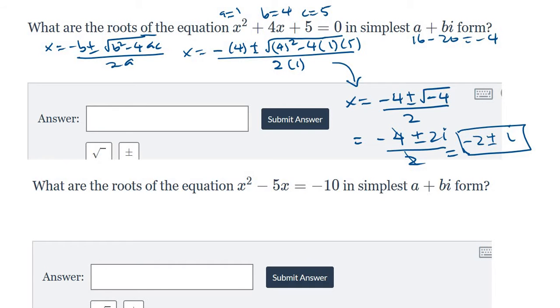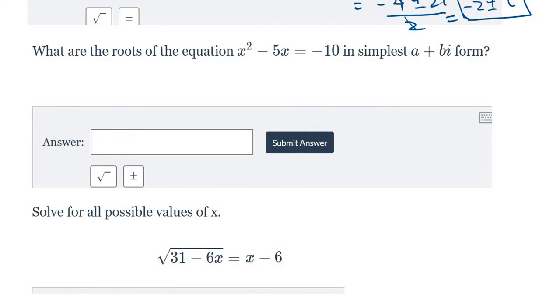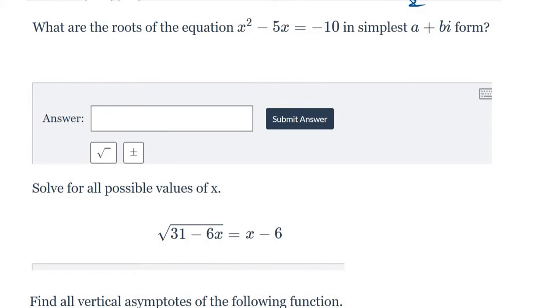Okay, the next one says to find the roots of this. This is the second question here. Another question. All right, so what you do is make sure the right side is 0. So you do x squared minus 5x plus 10 equals 0. You always set it to 0 before you start, okay? Now we're ready to plug it into the quadratic formula. So that will be a is 1, b is -5, and c is 10.